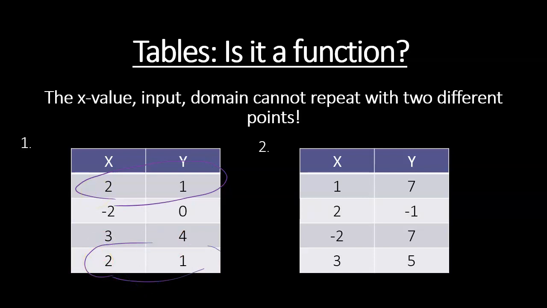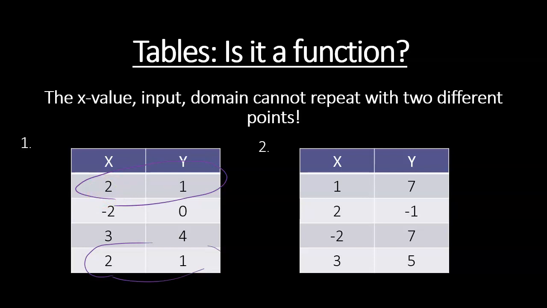This is still a function because the definition of a function says the input, my x value, cannot have more than one output. This one doesn't have more than one. It's the same. Okay, 1 and 1 are the same. It's okay for the full x and y to repeat. It's not okay if the 2 was with 2 different numbers.